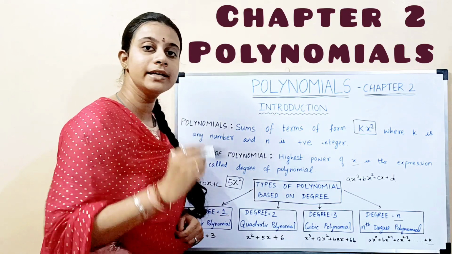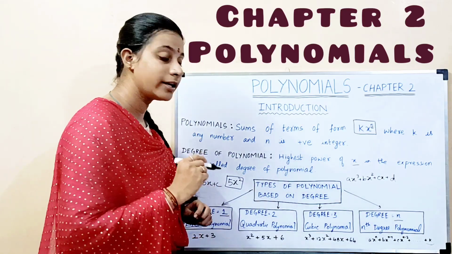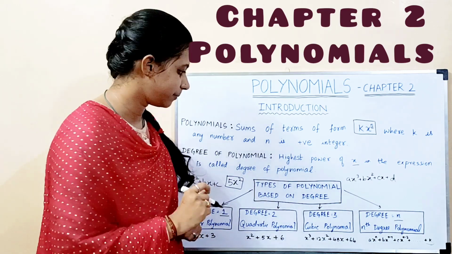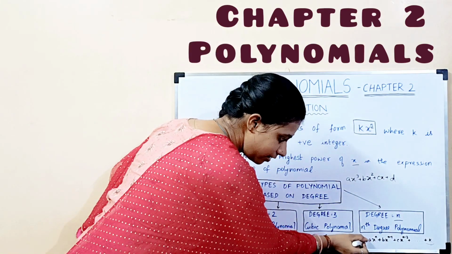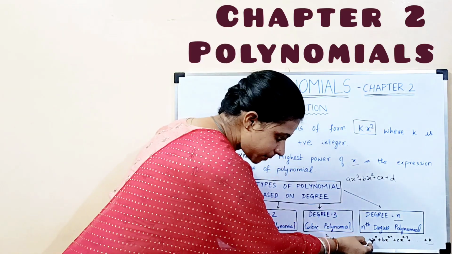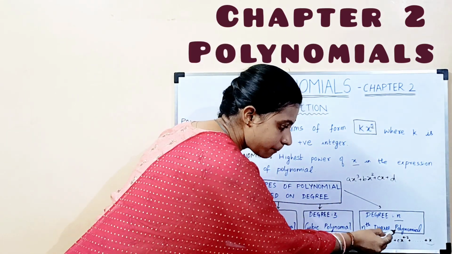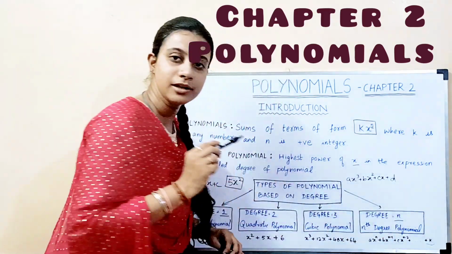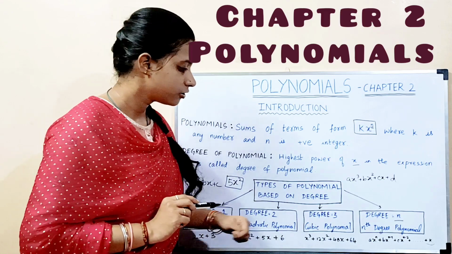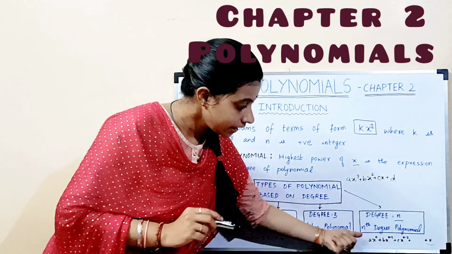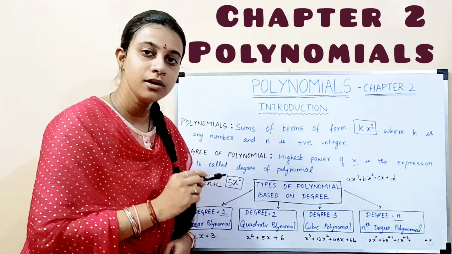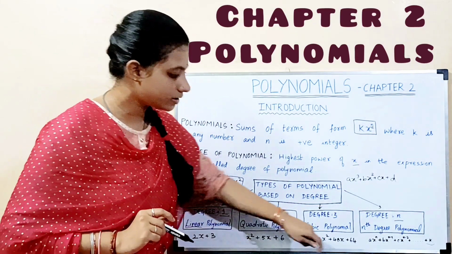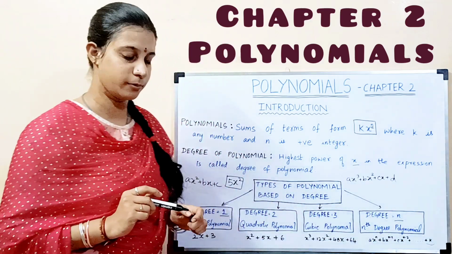Now what if the degree is greater than 3? In that case we generally call it a degree n or nth degree polynomial, and we frame the general form as ax power n plus bx power n minus 1 plus cx power n minus 2, up to the last term k, which is a constant. In this form, at every successive term the power of the variable reduces by 1. So this is the general form of the nth degree polynomial.